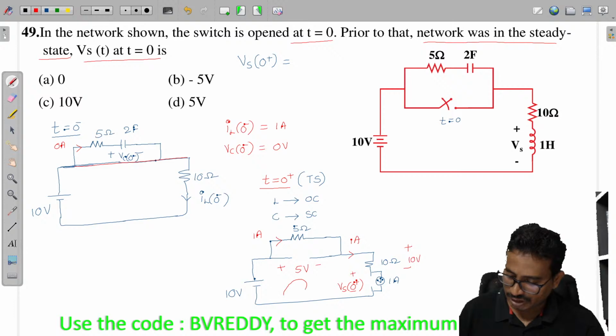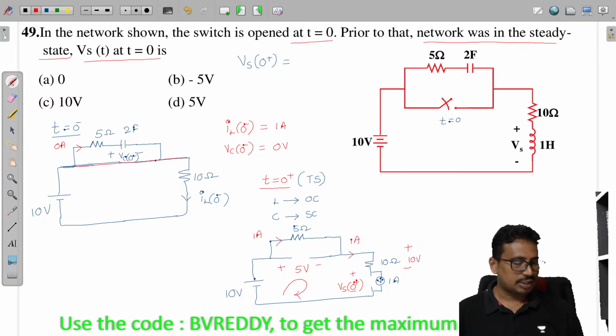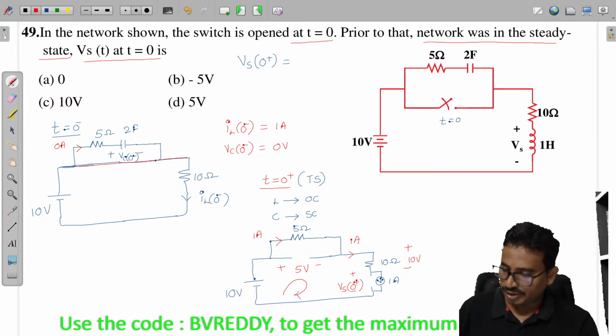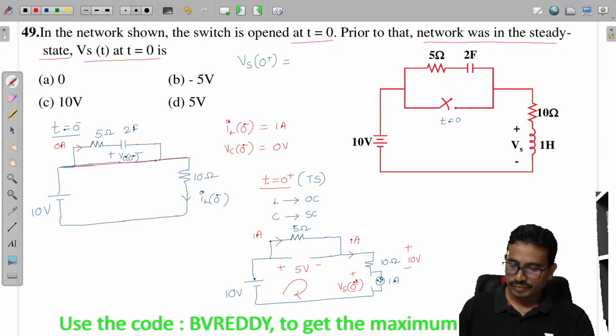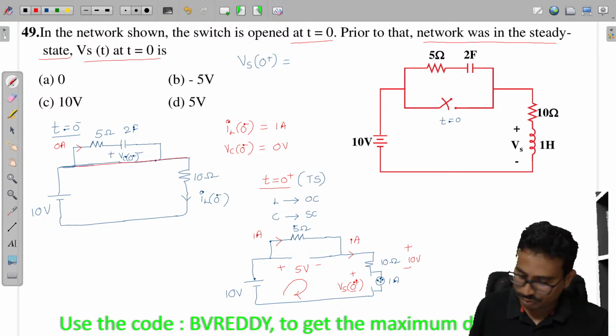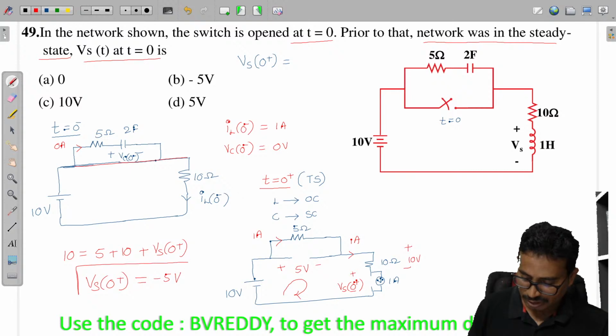Now we can write a KVL in this loop to get this Vs of 0 plus. Tell me, by writing the KVL in this loop, what we can say here. 10 is equal to 5 plus 10 plus Vs of 0 plus. So how much is this value? This is Vs of 0 plus, which is equal to minus 5 volts. Take it, all of you.